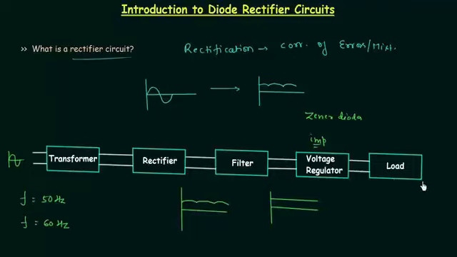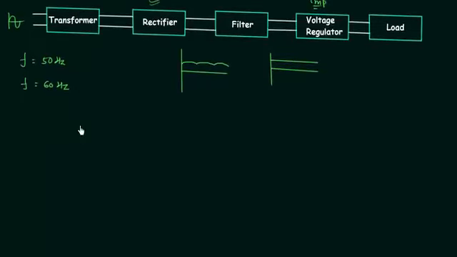In this presentation and in coming presentations, we have to deal with rectifier circuits. We will use semiconductor diode in rectifier circuits. And we have to deal with 3 types of rectifier circuits. The first one is half wave rectifier circuit. The second one is full wave rectifier circuit.